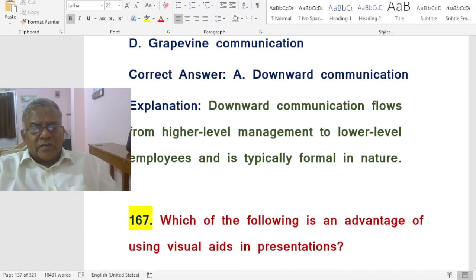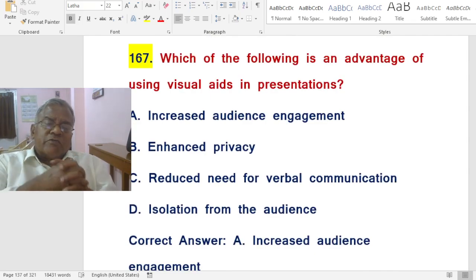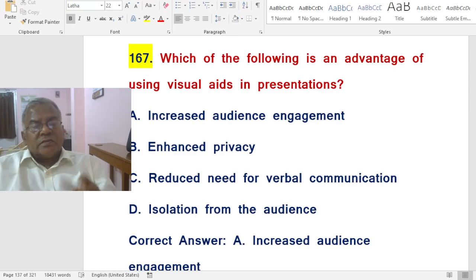We already explained that. Which of the following is an advantage of using visual aids in presentations? Just see for yourself all the four options.